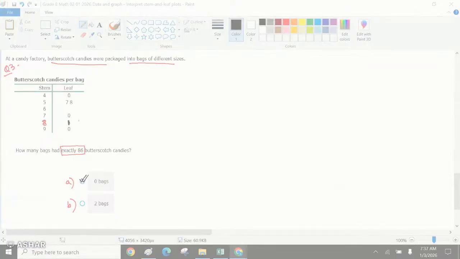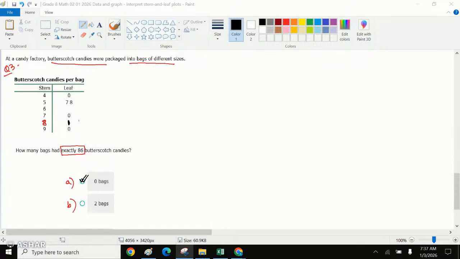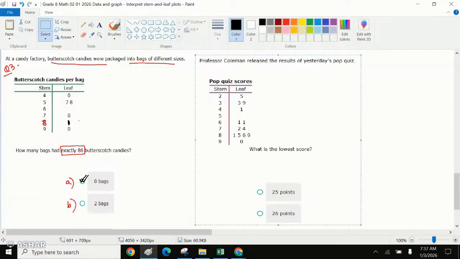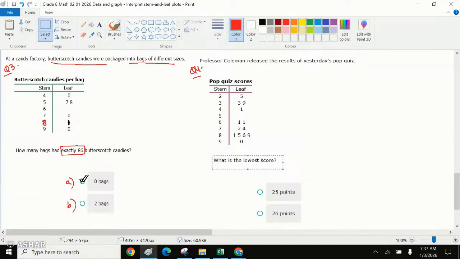The next question says that, I'll just give me a second. I'll just copy it on the screen. Question number 4 from the test says, Professor Coleman released the results of yesterday's quiz, right? So these are the results, and this is the question, and these are the two options we have, A and B. Let's do it together. I'll give you time to try to solve it.